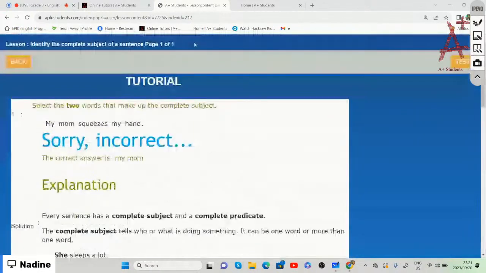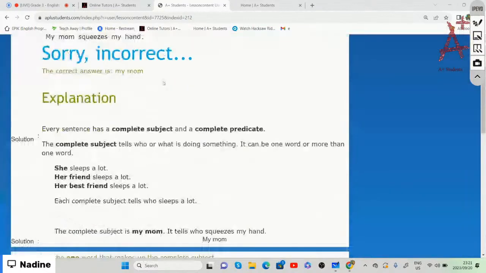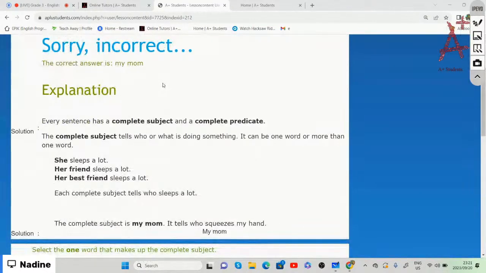All right, so that is basically a subject. And we see that a subject tells us who or what is doing something. So it can either be one word or it can be more than one word.